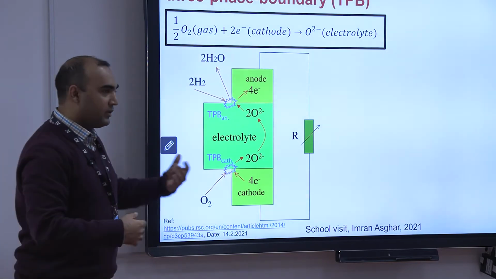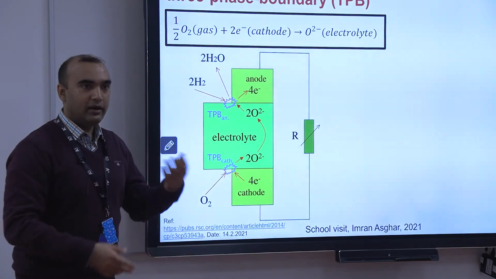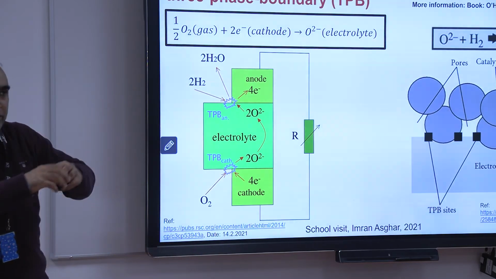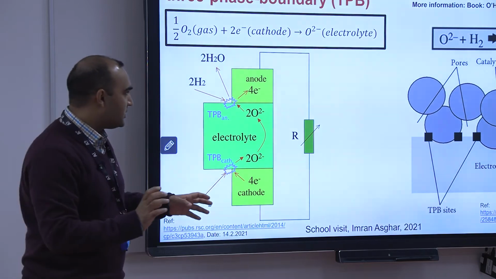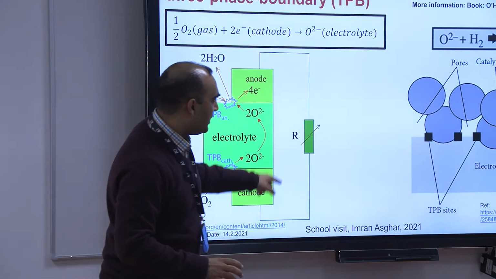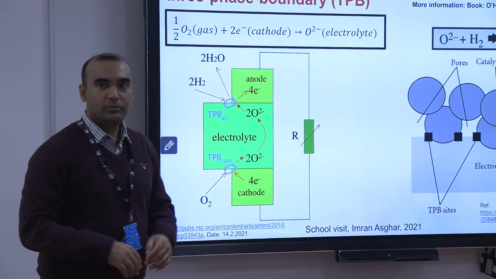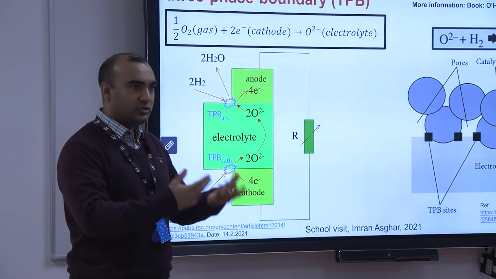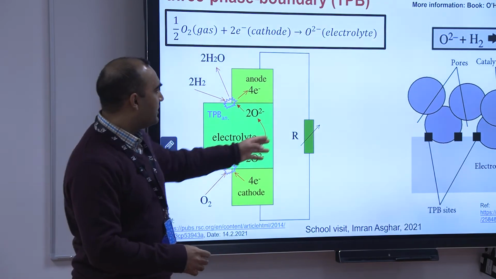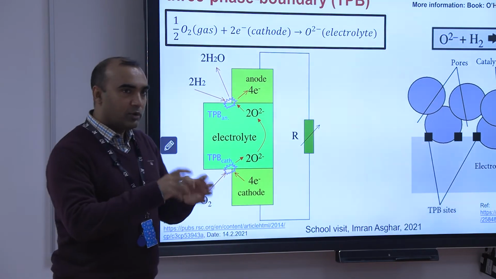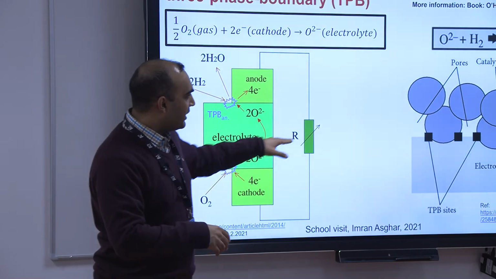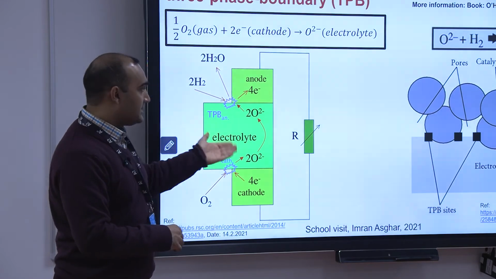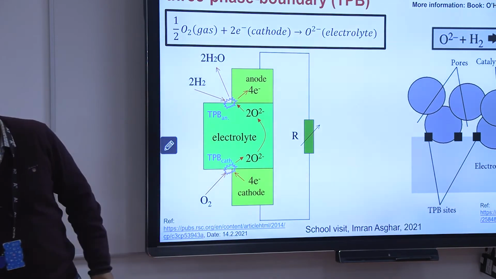So the more of these points we have, the higher the reaction rate will be. That's why we make a porous structure and mesoporous structure, where we can increase the number of these points, which are called triple phase boundaries. The more of those points, the better it is. The reaction rate gets faster. That's why nanoparticles or smaller size particles are better, because then we can have larger surface area where we can have larger phase boundaries. I think that's very critical for electrodes.